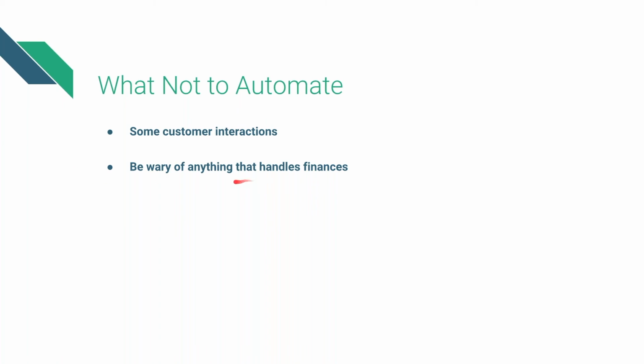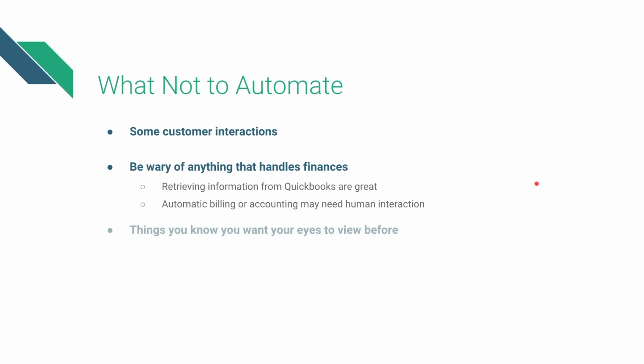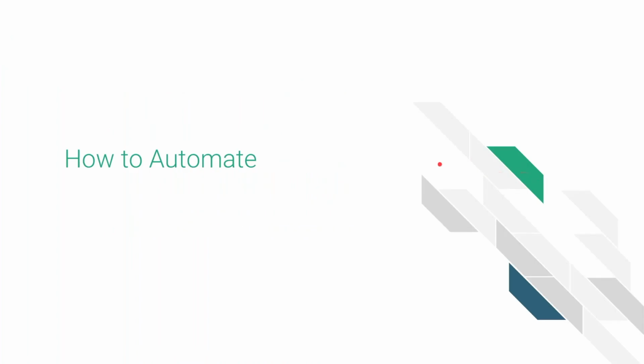Sometimes I've had clients where they come in and they want to send an automatic invoice. Well, as you know, when you receive an invoice, that generally means the work's been done. But a lot of times, whatever we use to trigger that doesn't actually connect those dots. Receiving information from QuickBooks or Xero, great one. That's a good example. On the other hand, automatic billing, like I mentioned before, should probably use some human interaction. So that kind of gives you an idea of what to automate or what not to automate.